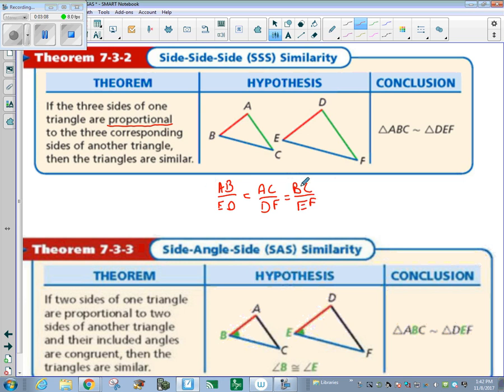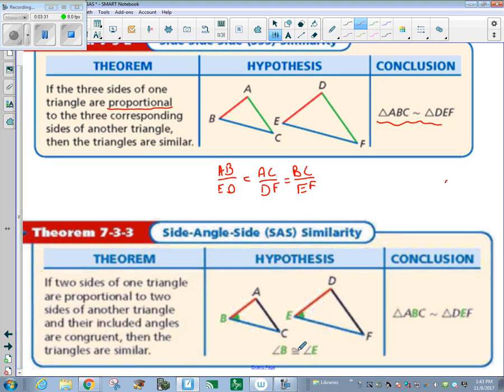You'll notice the top triangle is all across the top there, the bottom triangle is all across the bottom, and I matched up the corresponding sides. And so if they all reduce to the same fraction, then we would have triangle similarity, these triangles being similar by side-side-side similarity. And again, here's a similarity statement to represent what's going on.